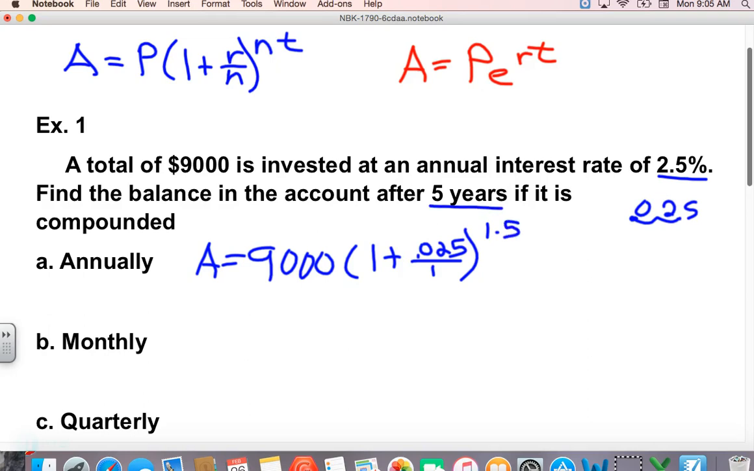Now you just use your calculator, and you can type this in. Just make sure if it's in parentheses, you put in parentheses. If it's an exponent, you make sure it's in the exponent.